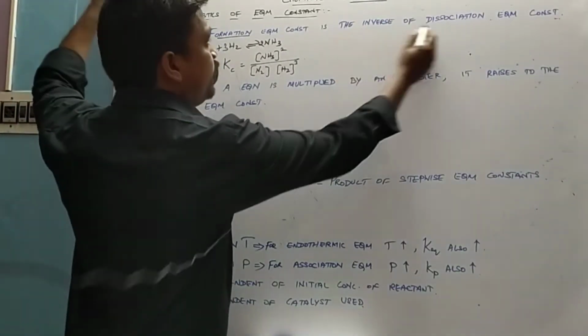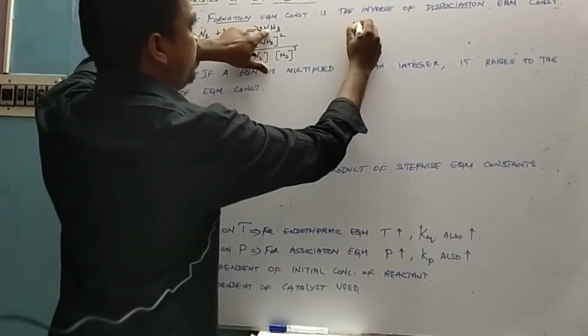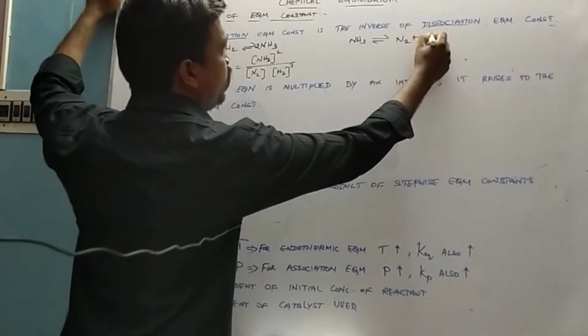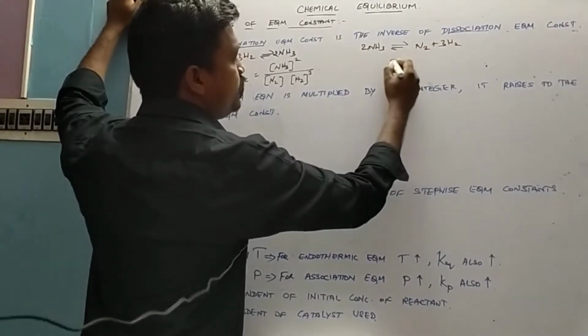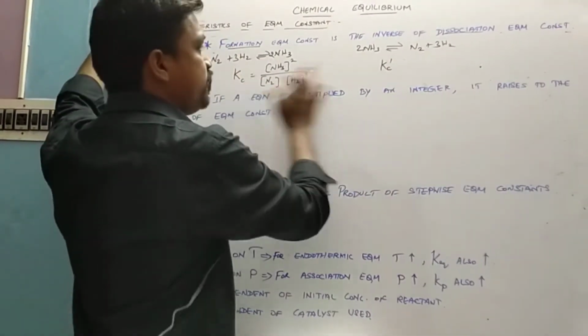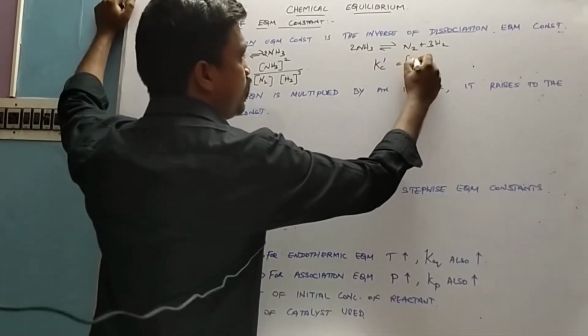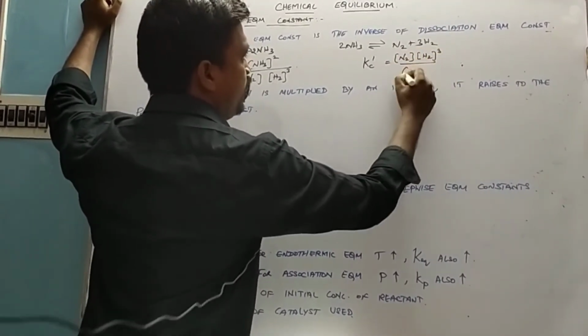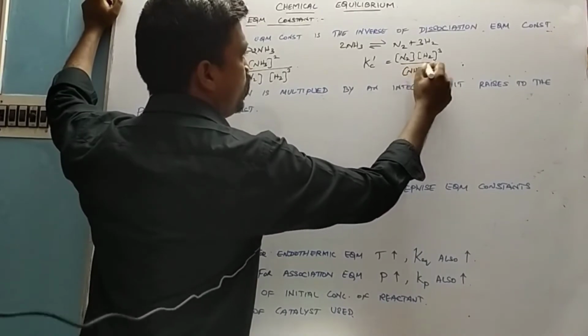Dissociation, the same reaction: when ammonia dissociates, it will give nitrogen with hydrogen. Upon balancing, we will get this equation. Let it be Kc dash, so as not to confuse the two. So Kc dash is the concentration of N2 into the concentration of H2 to the power 3 by the concentration of ammonia to the power 2.